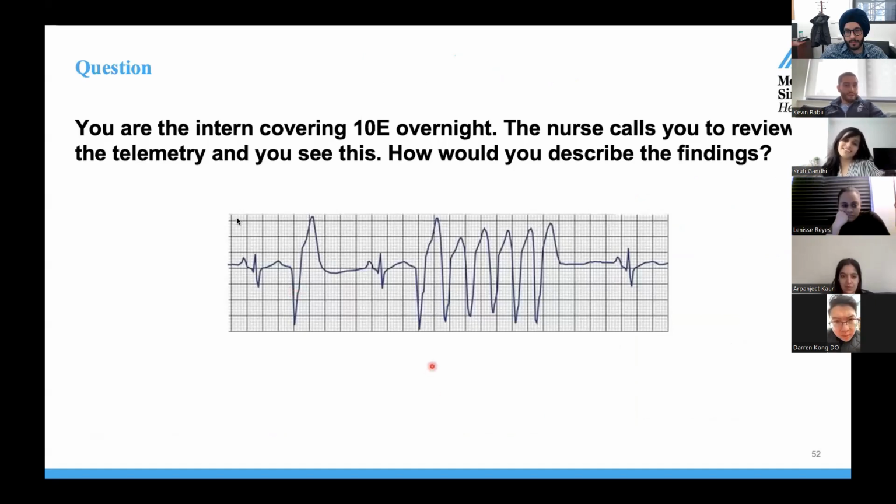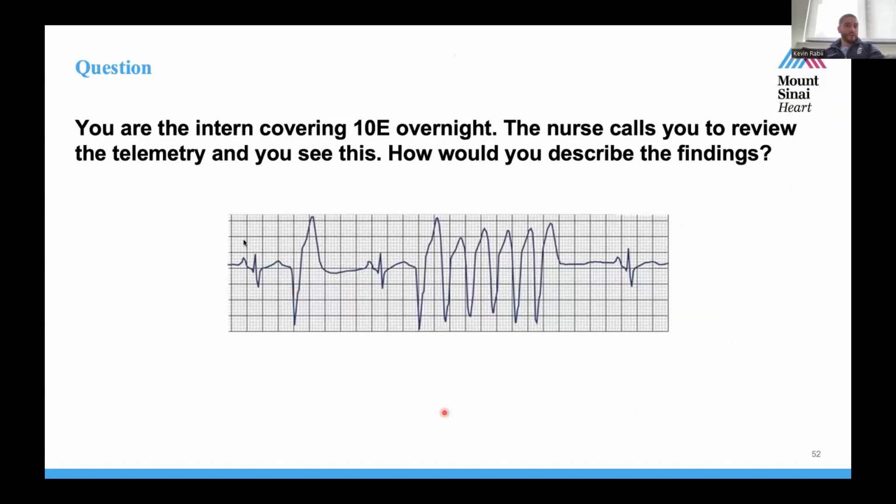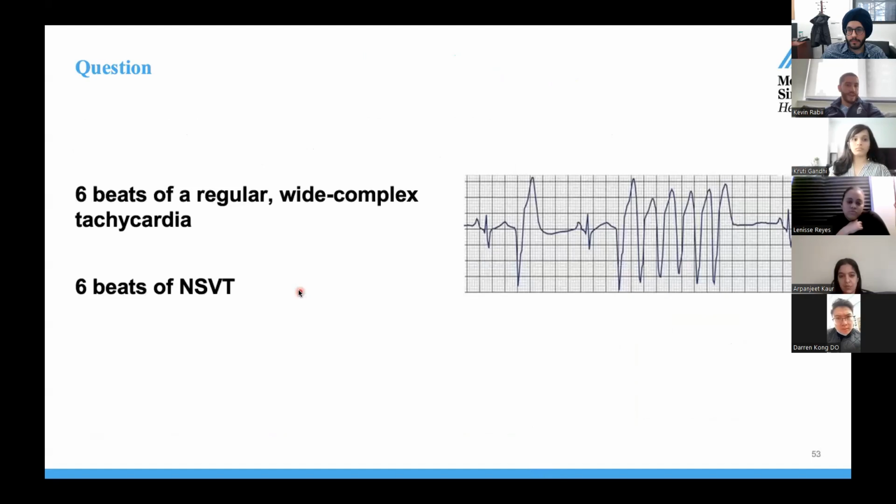One teaching point I just want you to know is how to describe something when you see it. If you're calling us for a consult and you saw this strip on telemetry, knowing what you know now, you could describe this as either 6 beats of a regular wide complex tachycardia or 6 beats of non-sustained VT. That paints a much better picture than "the patient went into VT." When you say this, we have a very clear idea of what exactly happened.